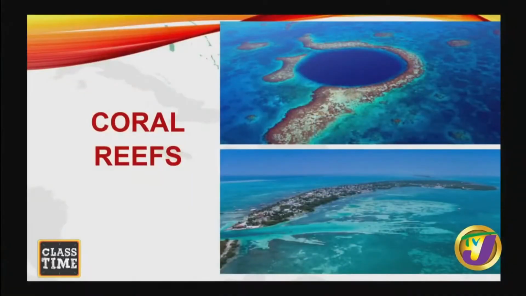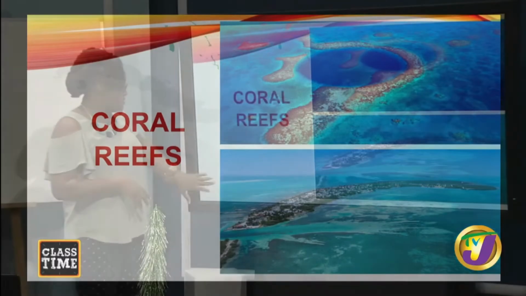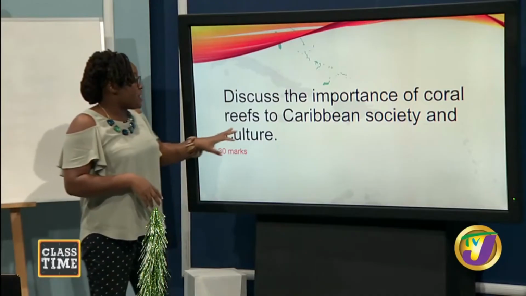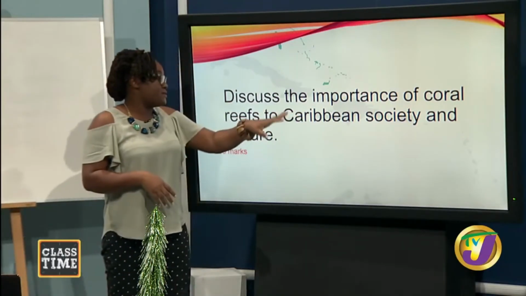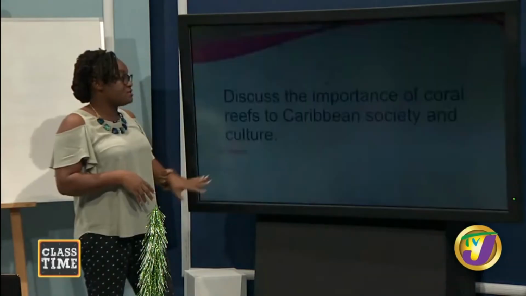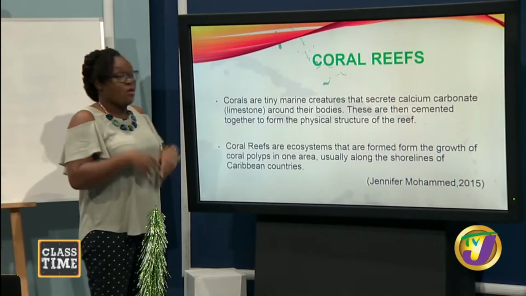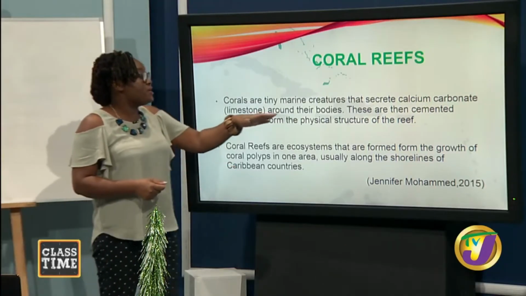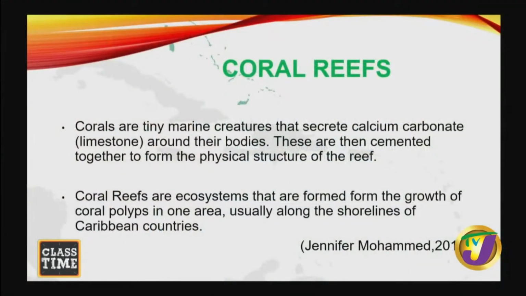This picture you're looking at is the barrier reef off the coast of Belize, the second largest barrier reef in the world. And we are discussing the importance of coral reefs to Caribbean society and culture. And this question, 30 marks or maybe 20 marks: What are corals and what are coral reefs? Corals are tiny marine creatures that secrete calcium carbonate, which is limestone, around their bodies. And then after a while, all of these cemented together are what form coral reefs.